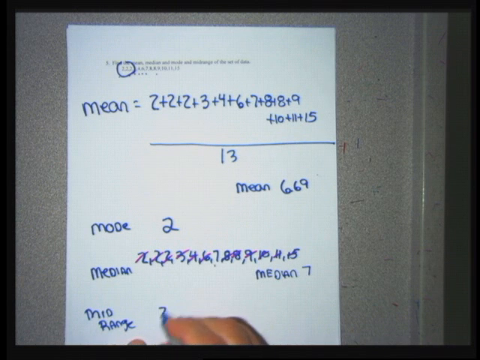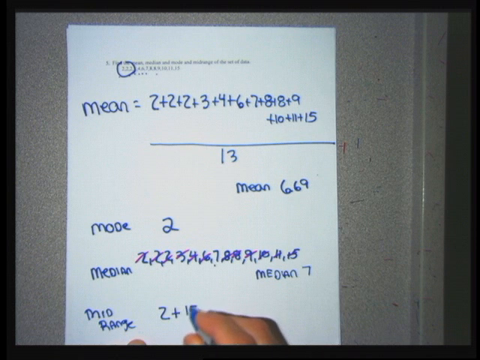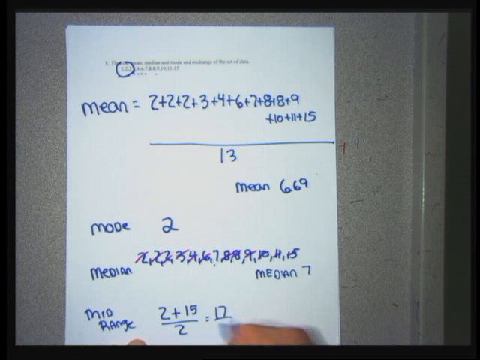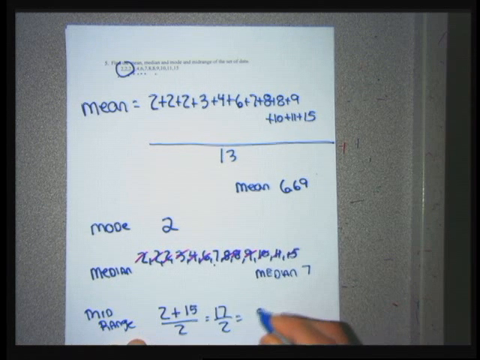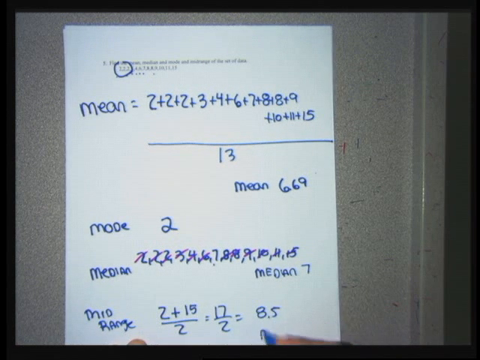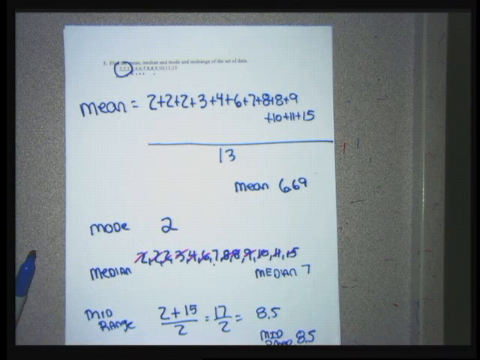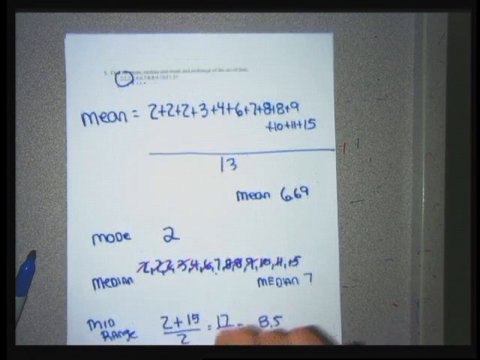The mid-range, to find it, you add the low number, which is 2, plus the high number, which is 15, and divide by 2. This I can do without a calculator. This is 17 over 2, which is 8.5. So I'd say the mid-range of this data set is 8.5. So that's completely answering all the questions that were asked for number 5.